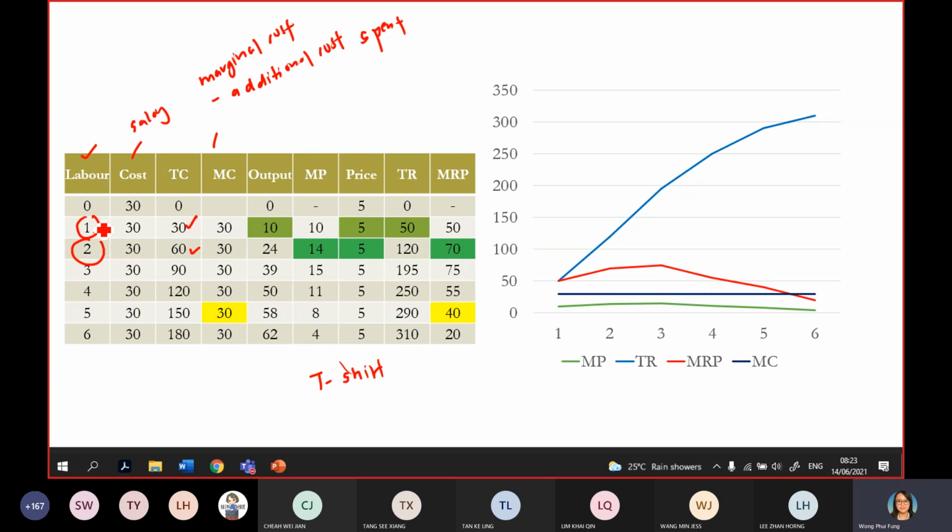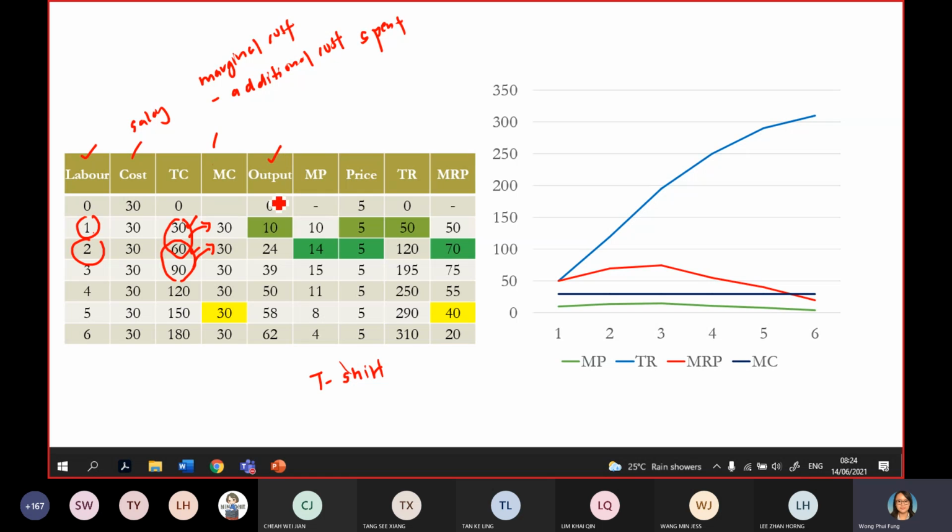So say, for example, I ask the labor to produce t-shirts. Marginal cost means the additional cost that I need to spend and pay when I ask the labor to produce one additional t-shirt. That is the difference between these two. 60 minus 30, you get 30. 90 minus 60, you get 30. Okay, so that is the MC. So why is MC constant? Because the cost here is constant, no? So that's why MC here is constant.